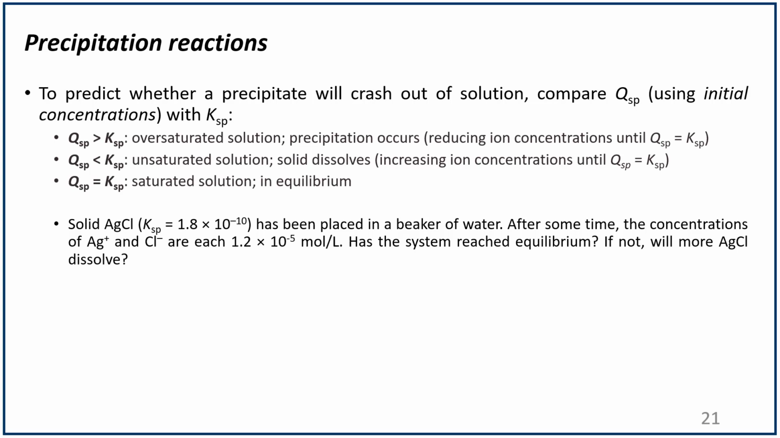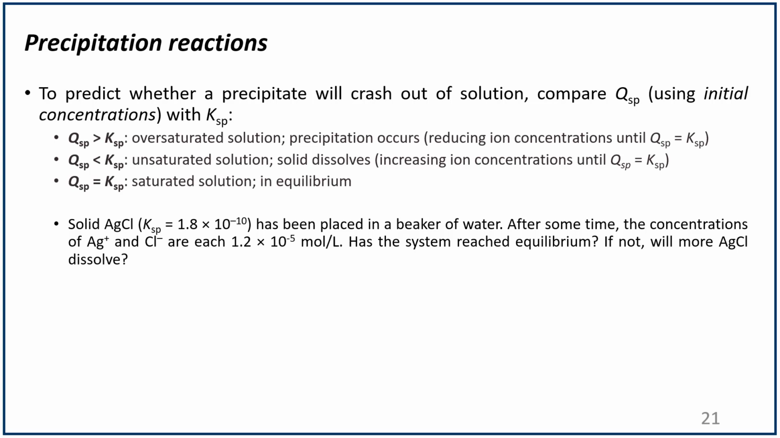Okay, so basically all of these concepts are exactly the same as we have discussed for K and Q in chapter 12. So let's say, for example, if Qsp is equal to Ksp, then you have a saturated solution, meaning this system is in equilibrium. The rate of dissolution is equal to the rate of precipitation or crystallization.